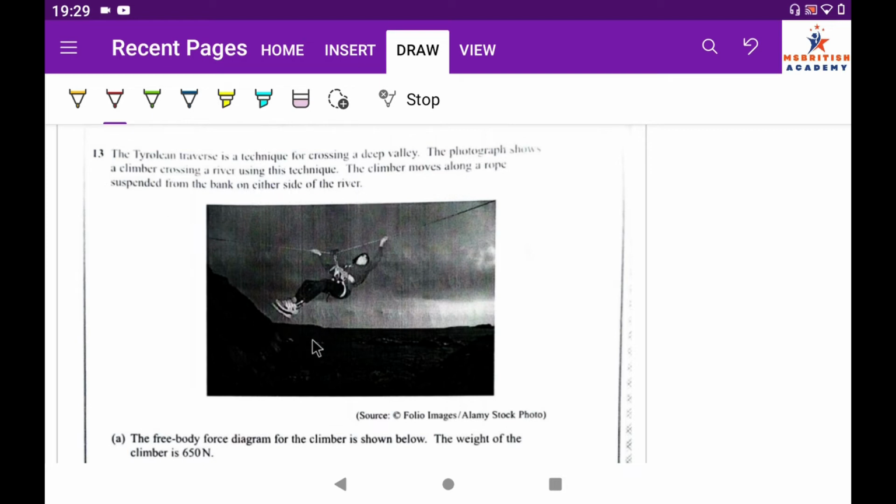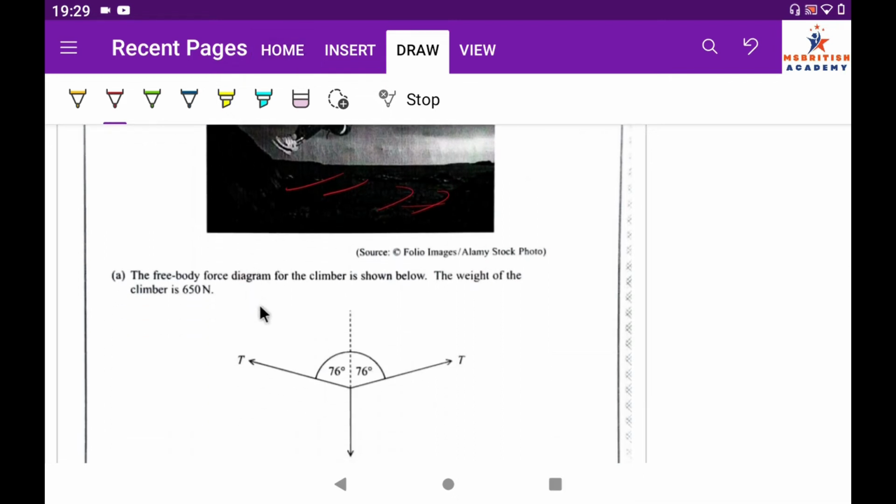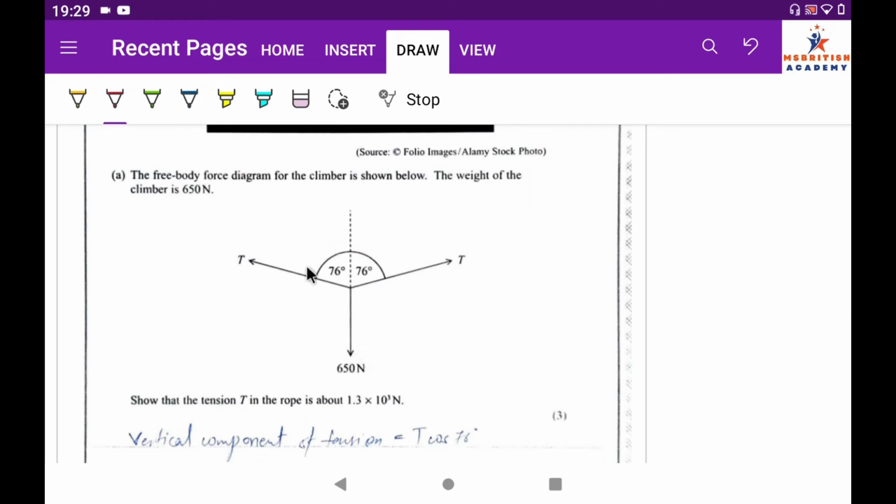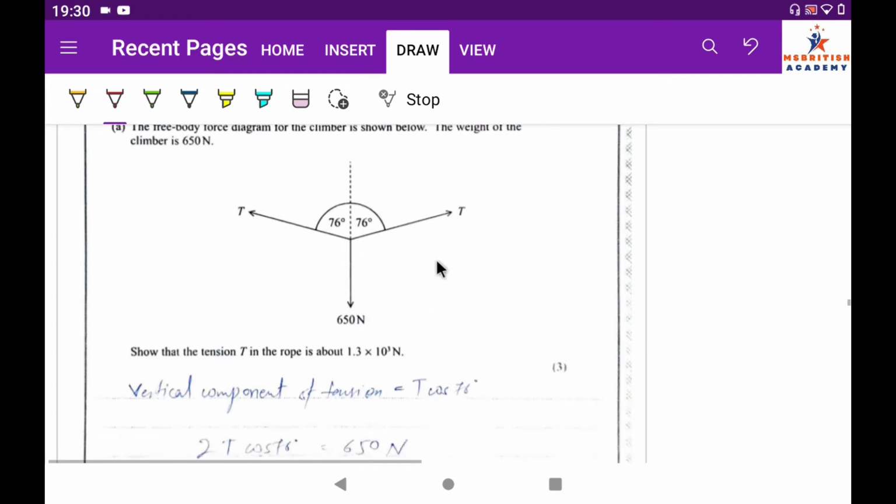Okay, let's say here is the river flowing, and he wants to cross this river by this rope like this. So the free body diagram for the climber is shown below. The weight of the climber is 650 newton, and this is the rope, and it is making an angle of 46 degree with horizontal. So we can take the component of this tension. It shows that tension T in the rope is about this.